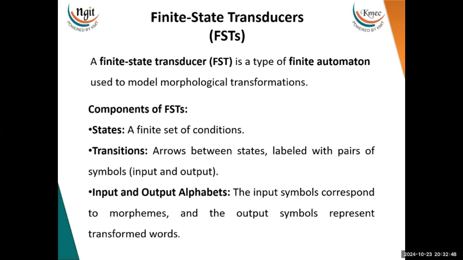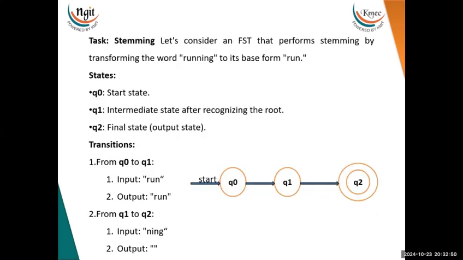So let us try to understand this with an example. Now I'm trying to do a task called stemming. Stemming is nothing but chopping off the words, that is, cutting down the words to their base form or root form. Suppose there is a word called running, the stemming of running is run.